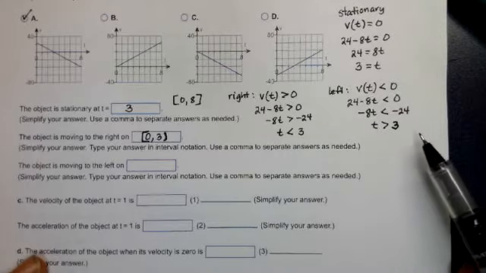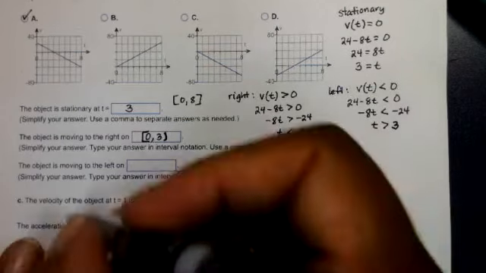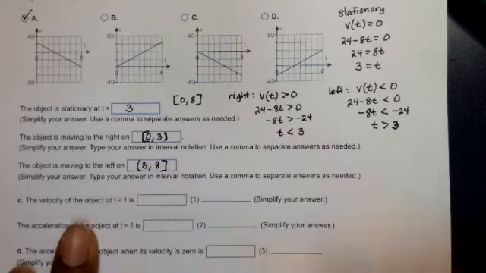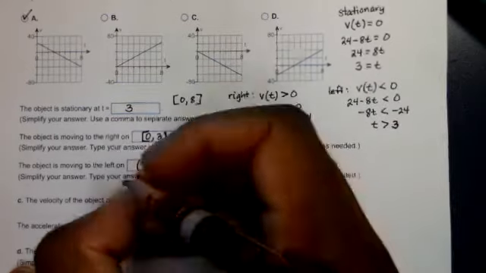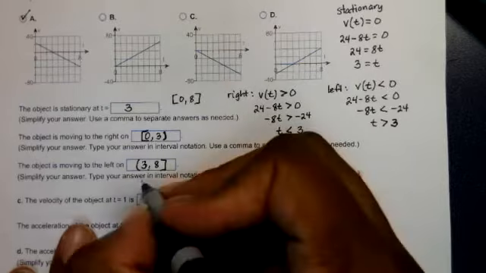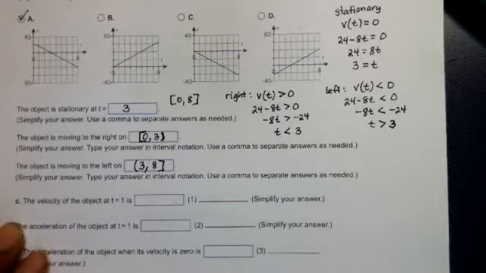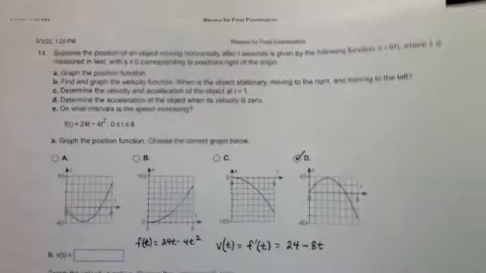So any t value greater than 3 up to 8, that means the object is moving to the left, okay? Now keep in mind 3 is not included because at 3 the object is stationary. So anything bigger than 3 up to 8 means that the object is moving to the left. And here they're asking for the interval notation because of our restriction, with our time being between 0 and 8 inclusive.